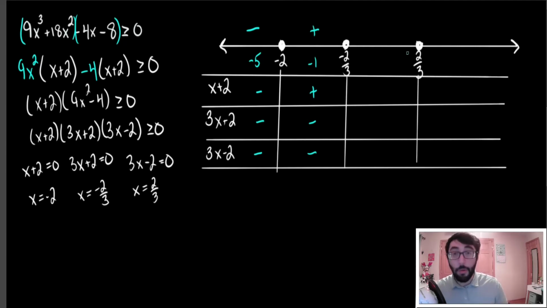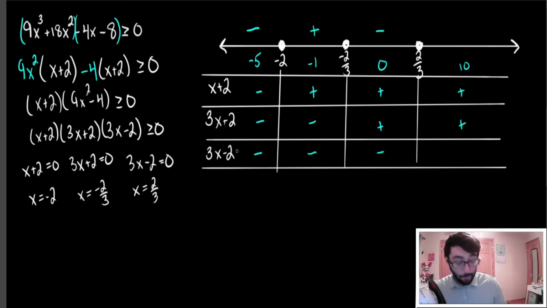Now I'll test some number in between -2/3 and 2/3. 0 would probably be the easiest option. And if I plug in 0 for x, I'm going to get 0 plus 2, which is positive, 0 plus 2, which is positive, and 0 minus 2, which is negative, which would result in a negative interval, because I'd have a positive times a negative, which results in a negative. Then from there, I can pick any number greater than 2/3. Let's say something like 10. And if I plugged in 10, 10 plus 2 would be positive. 3 times 10 plus 2 would be positive.